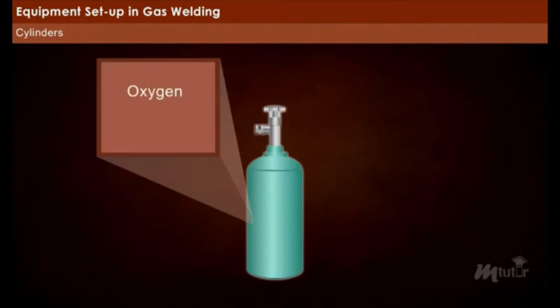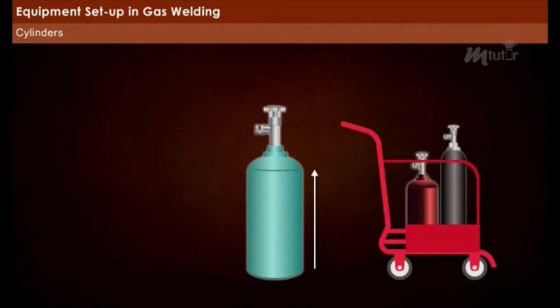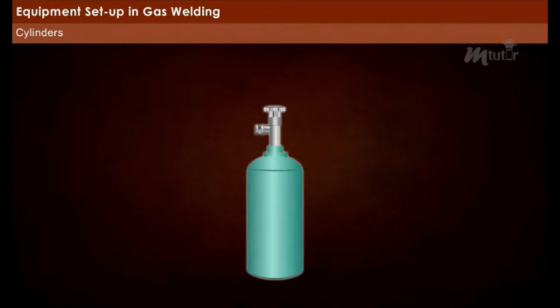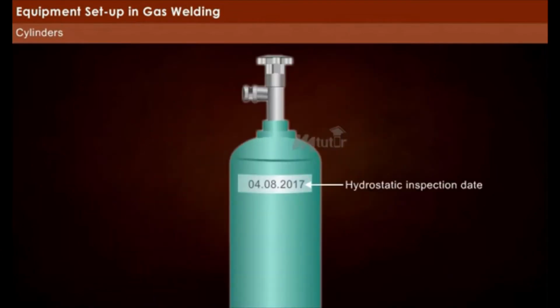Cylinders. Oxygen and acetylene are stored in steel cylinders that can withstand extremely high pressure. Cylinders should always be secured and transported in the upright position. When a cylinder is not in use, close the valve with the steel cap. Cylinders should be checked regularly, with the date of the last test stamped on the top of the cylinder.